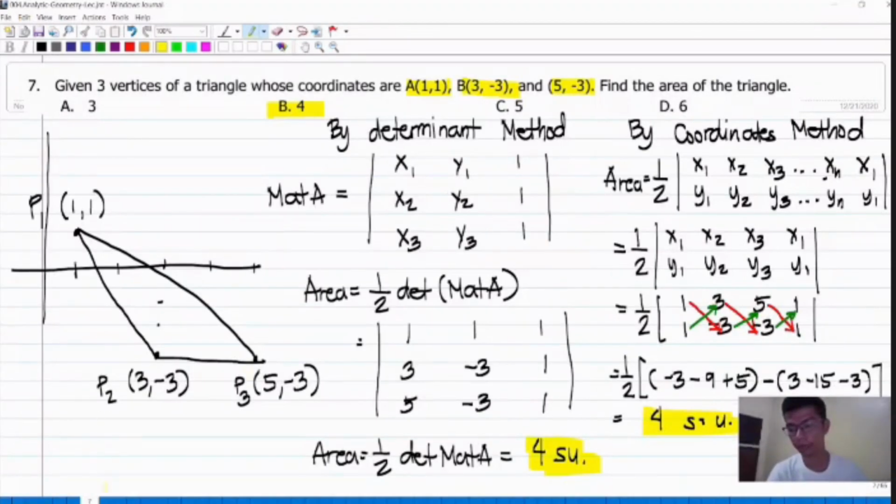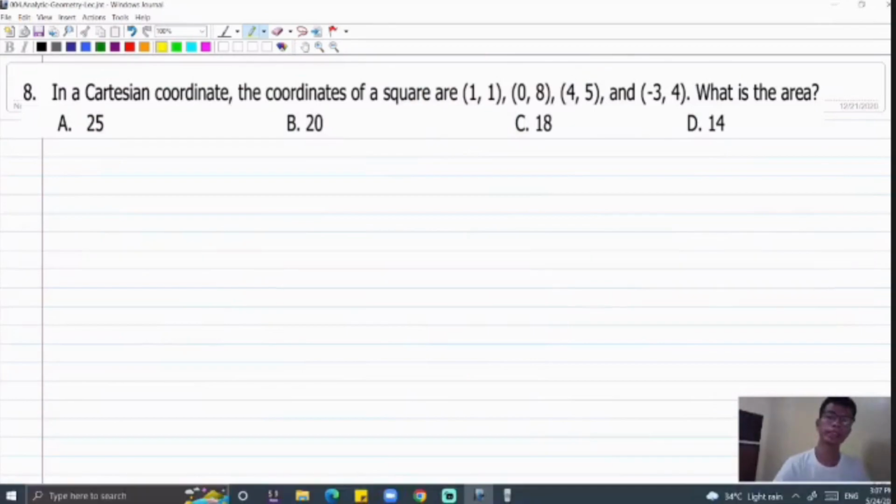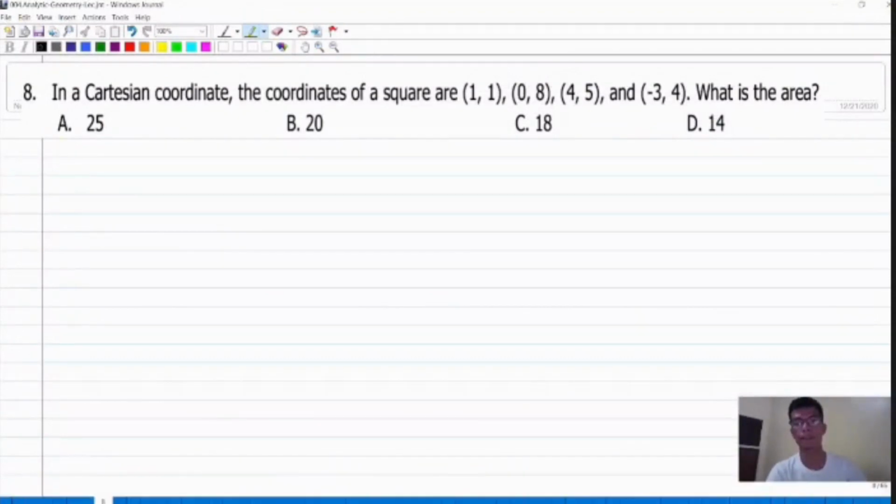Number 8. In a Cartesian coordinate, the coordinates of a square is 1, 1, 0, 8, 4, 5, and negative 3, 4. So, what is the area? So, dahil ang polygon natin ay mayroong 4 corners, and sinabi naman dyan na square, hindi na natin magagamit yung determinant method sa matrix. Gagamitin na natin yung coordinate method.